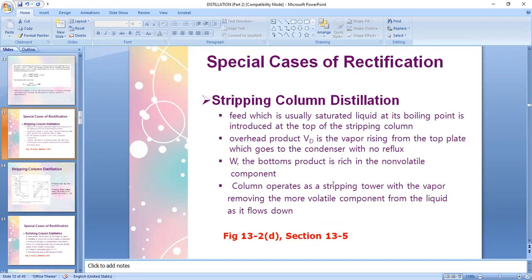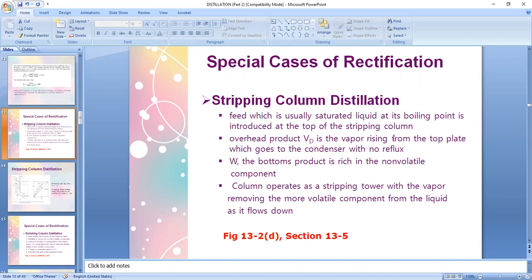So feed here is usually saturated liquid, the opposite of the enriching column distillation, and is introduced at the top of the stripping column. So enriching is at the bottom, stripping is at the top of the column, and the state of your feed is saturated liquid because it's liquid at its boiling point. Now your overhead product V sub D is the vapor rising from the top plate which goes to the condenser, in this case with no reflux. So W, the bottoms product, is rich in the non-volatile component, just like you have in the usual distillation column.